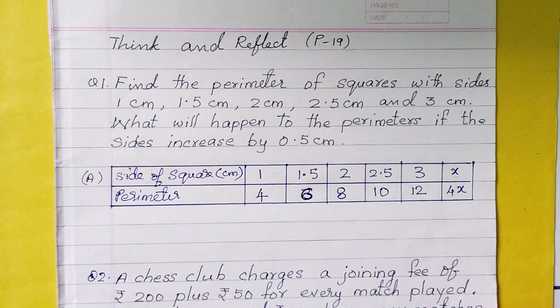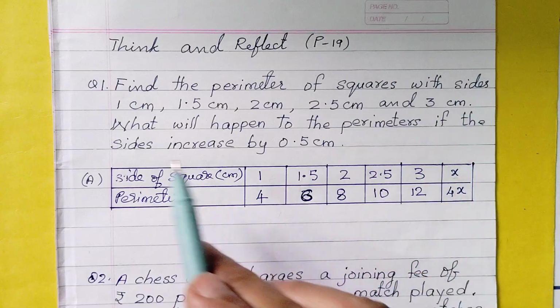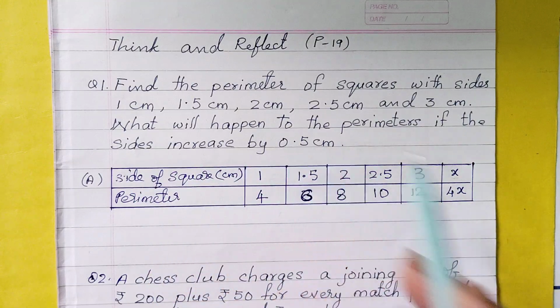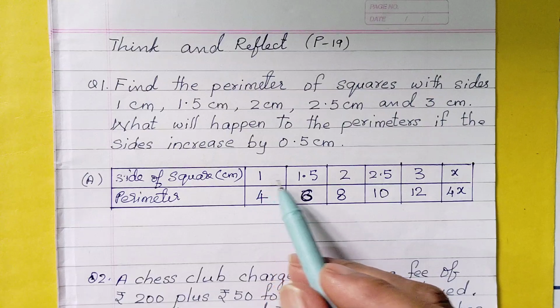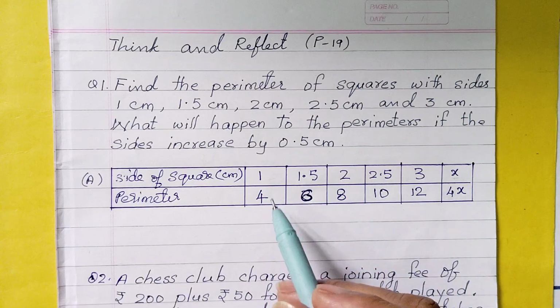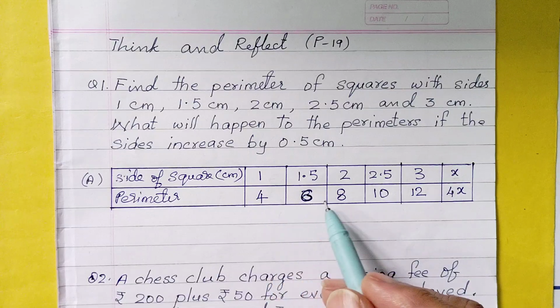Now they are asking a question here: what will happen to the perimeter if the sides increase by 0.5 centimeters? You can see here the sides are increasing by 0.5 centimeters. You can see here the perimeters are increasing by 2 units.